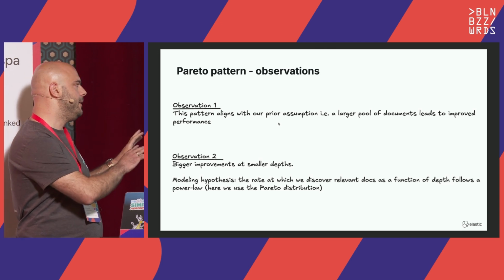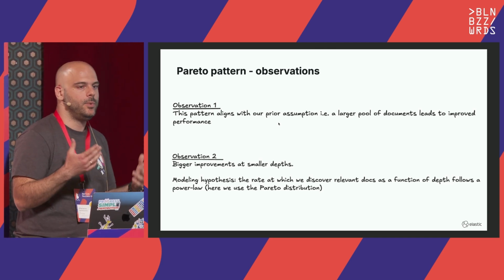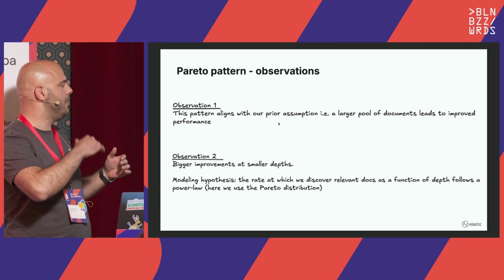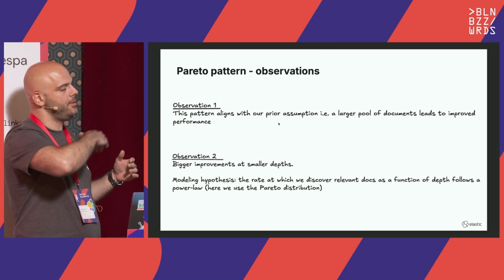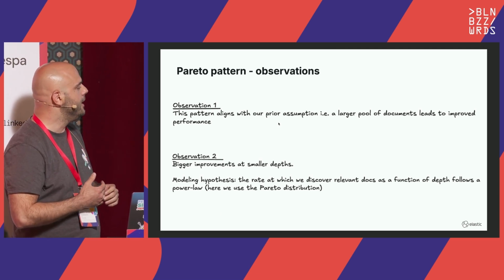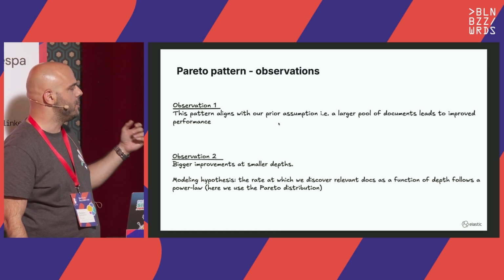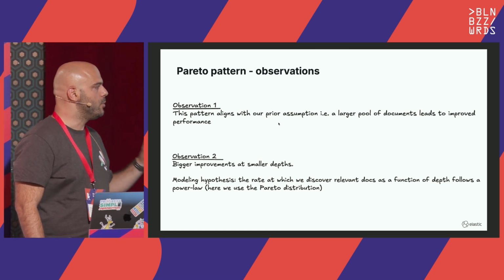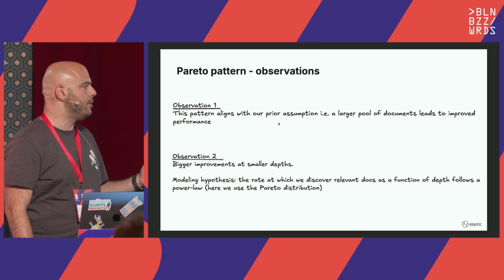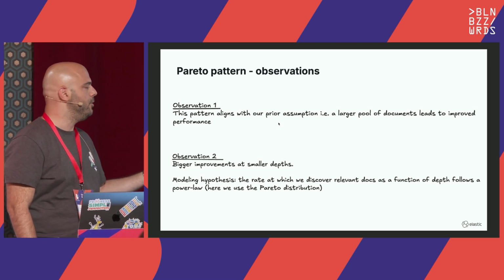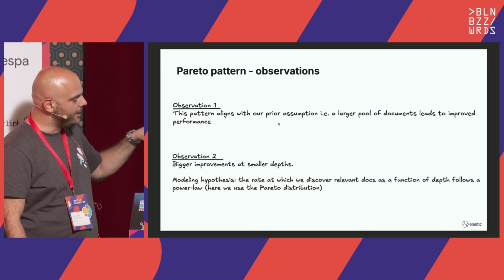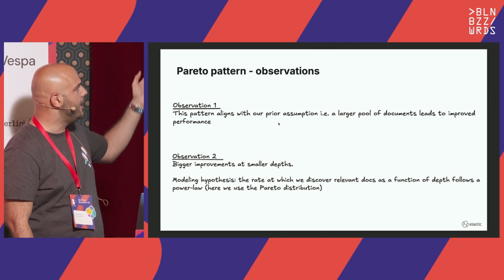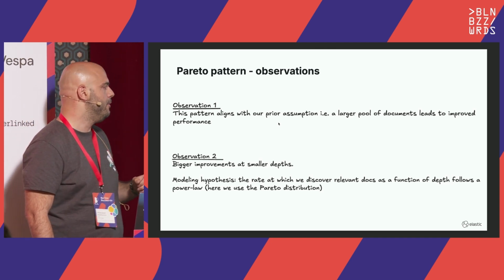So what we did here is a curve fitting exercise. We try to model and explain the form of the curve. And we made the following hypothesis. We say that the rate at which we discover relevant documents as a function of depth follows a power law distribution. And here we're using the Pareto distribution, and hence the name for this pattern.